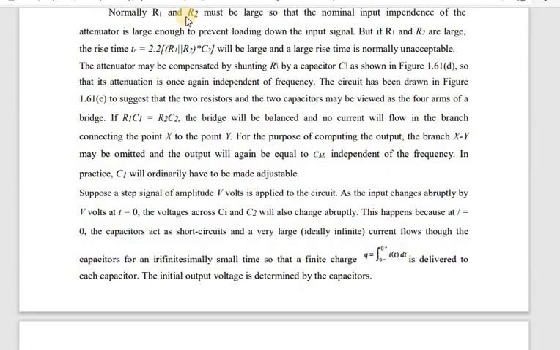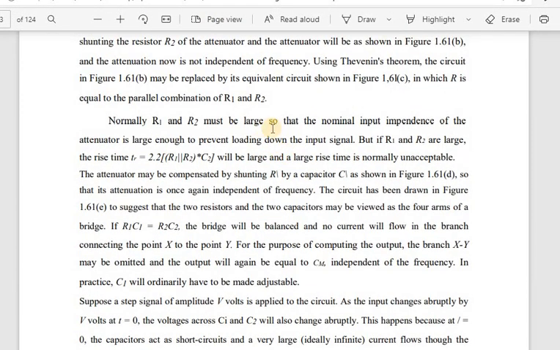Now normally R1 and R2 must be large, so that the nominal input impedance of the attenuator is large enough to prevent the loading down of the input signal. But now if R1 and R2 are large, the rise time, which is already known, 2.2 times R1 parallel R2 times C2, will be large, and a large rise time is normally unacceptable.